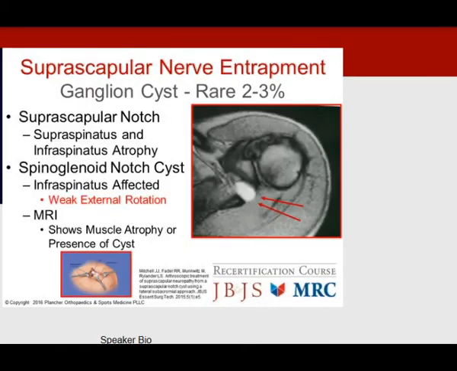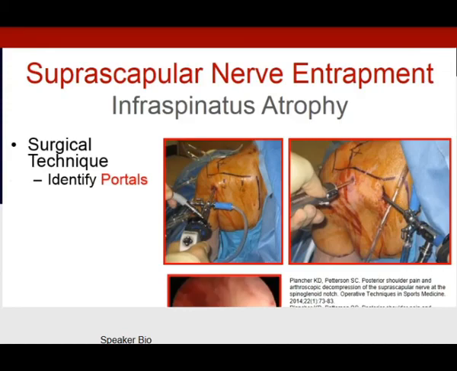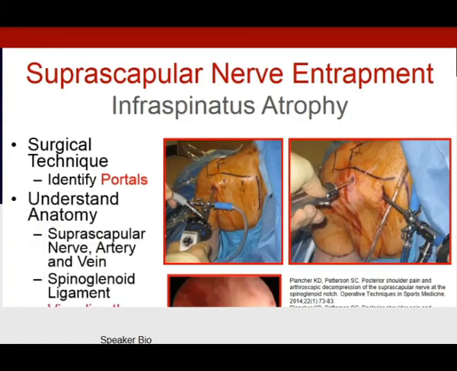But ganglion cysts, while rare, can occur, and they occur at the spinoglenoid notch with the infraspinatus affected with weak external rotation. Look for them on the MRI. Look for the muscle atrophy with the presence of the cyst and a labral tear. Infraspinatus atrophy can occur with suprascapular nerve entrapment, and we have to visualize and scan the spinoglenoid ligament arthroscopically. And here you can see we can decompress it as well.